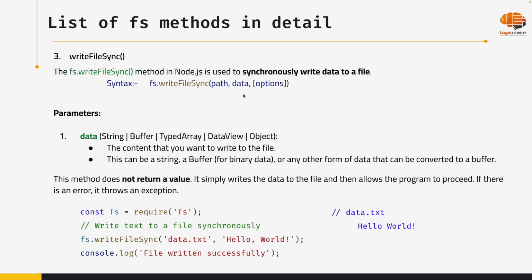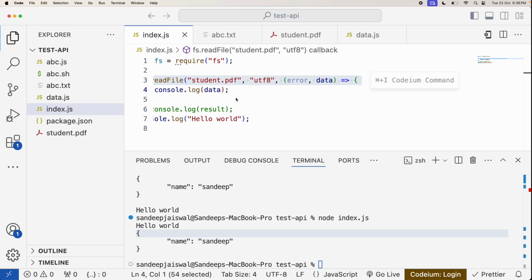So let's try. We are going to see how the reference is the fs module. We are going to write fs.writeFileSync, creating data.txt, and we are writing the data as hello world. So what will happen? The file will be created as data.txt. So let's try with this.